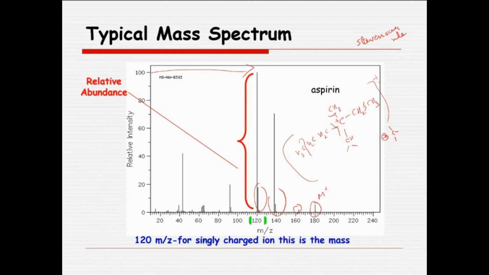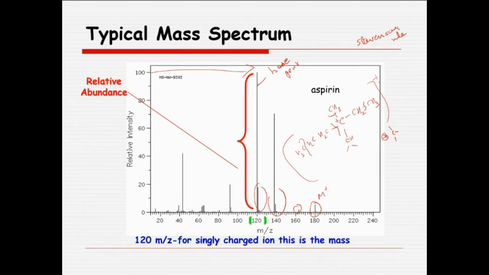Why? Because that particular cation or radical cation is highly stable. So a stable fragment will give you a base peak. So the base peak is having 100%. This is known as the base peak. The base peak has 100% abundance, because it is the most abundant peak and it is formed by the most stable fragment in the molecule. That you should keep in mind.